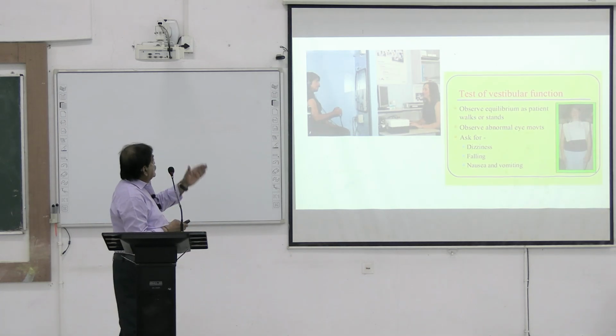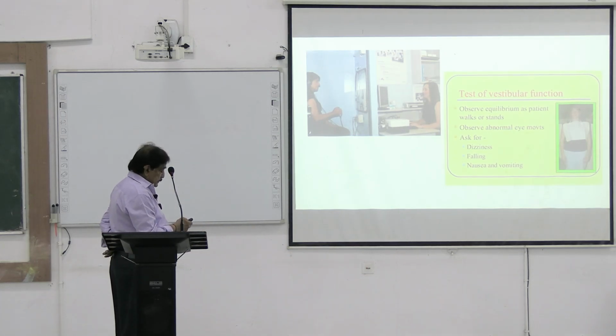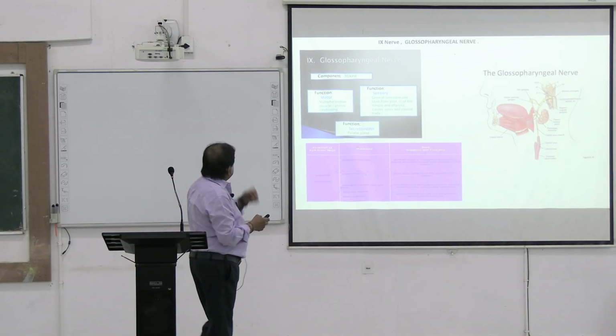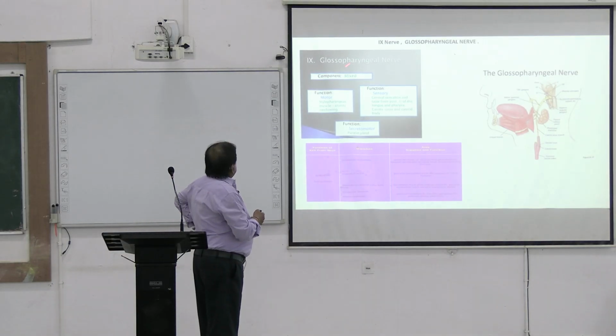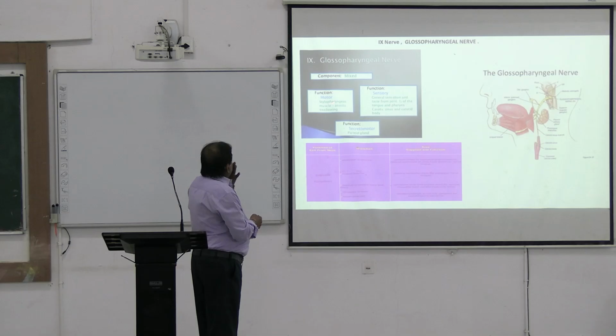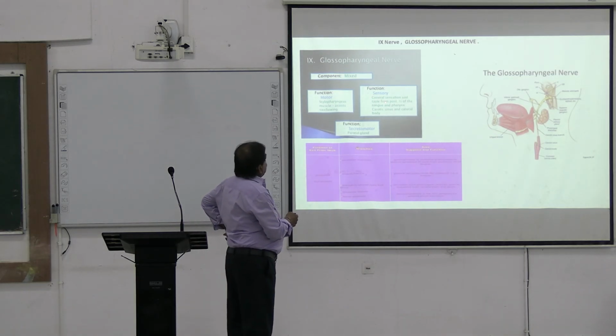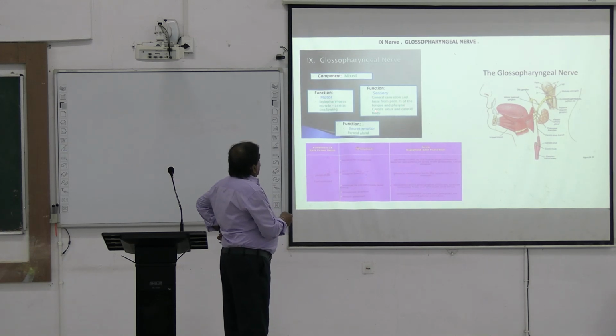So this is the test, audiometry. Now the glossopharyngeal nerve is a mixed nerve. Function, motor: stylopharyngeus muscle, to assist swallowing. Function, sensory: general sensation and taste from the posterior half of the tongue and pharynx, and the carotid sinus and carotid body. Function, secretomotor: parotid gland.